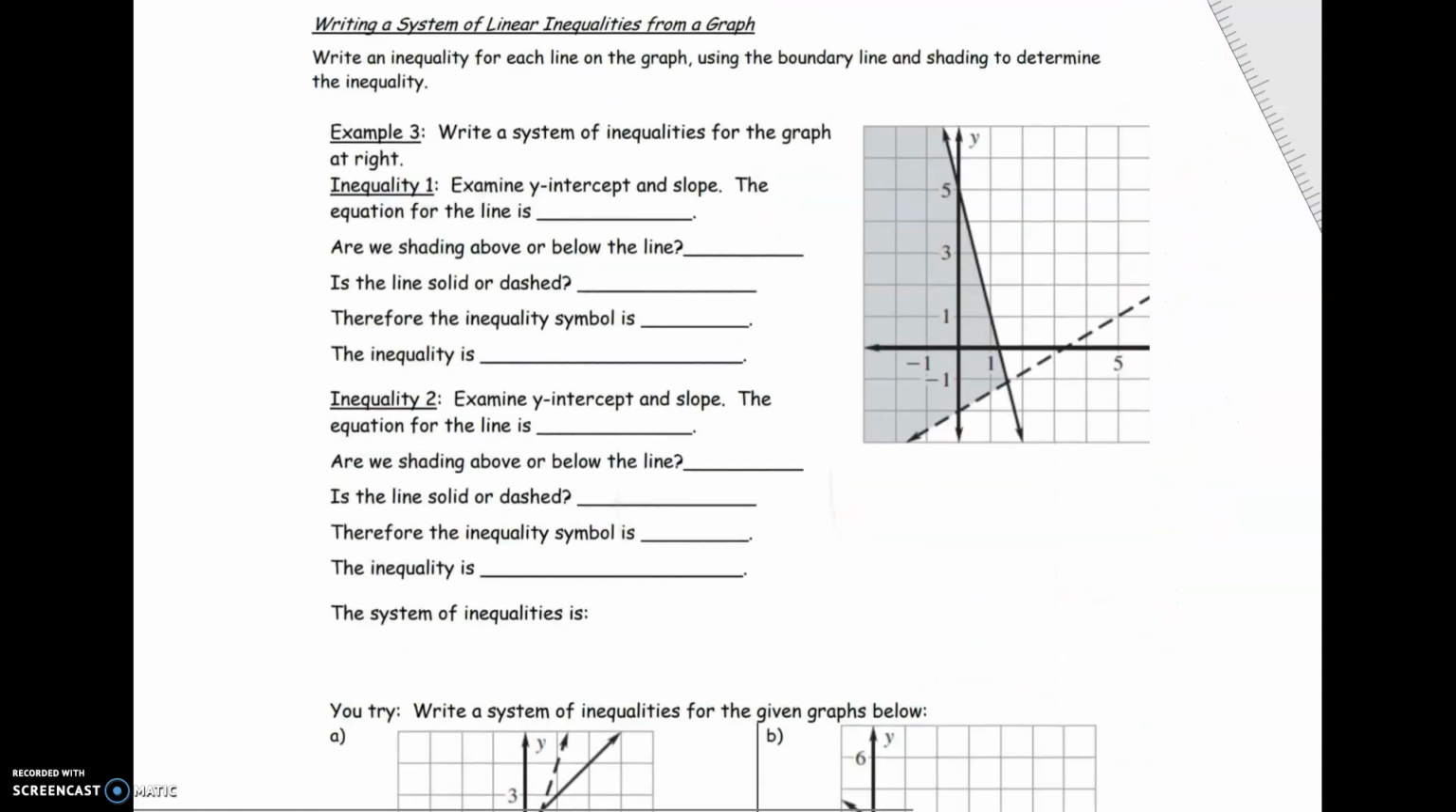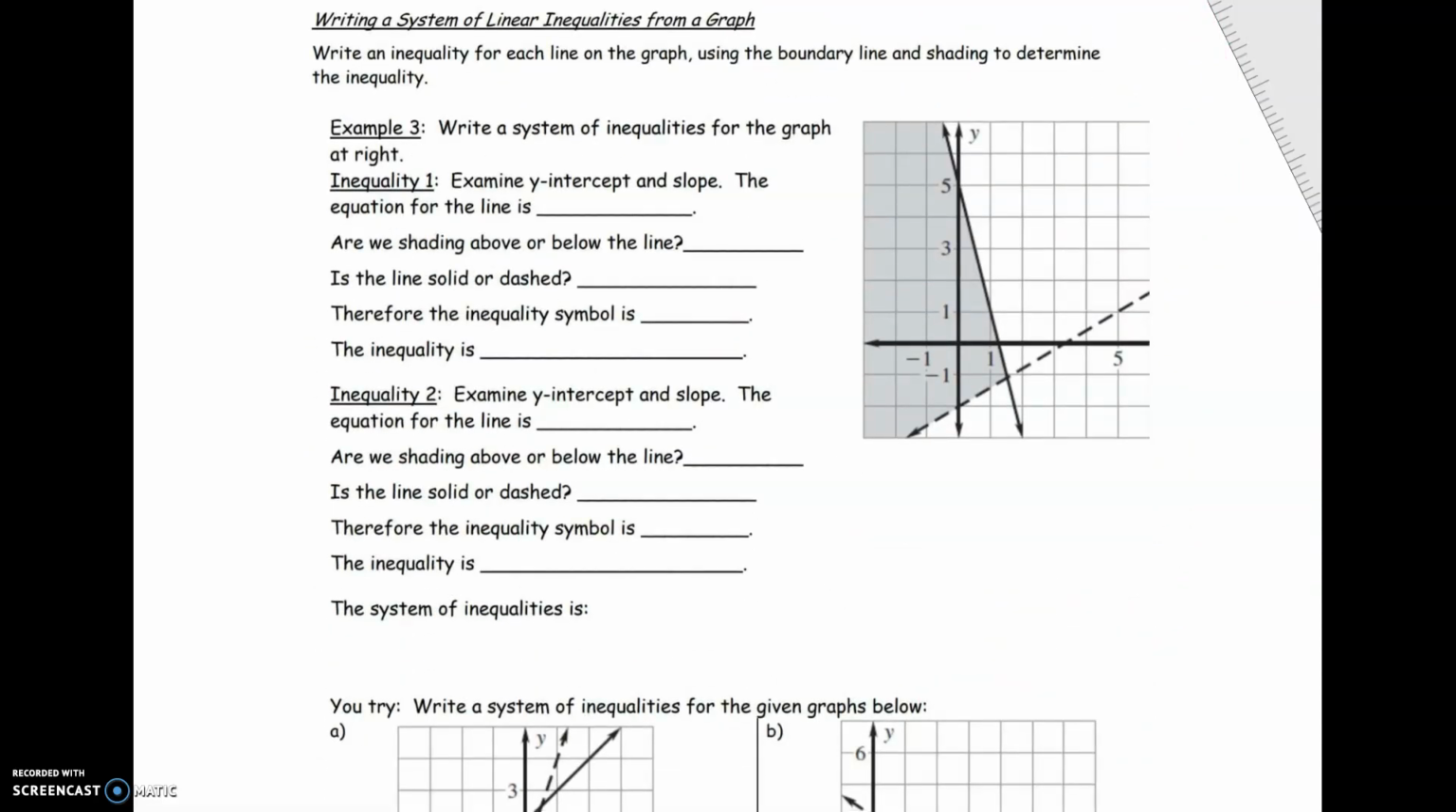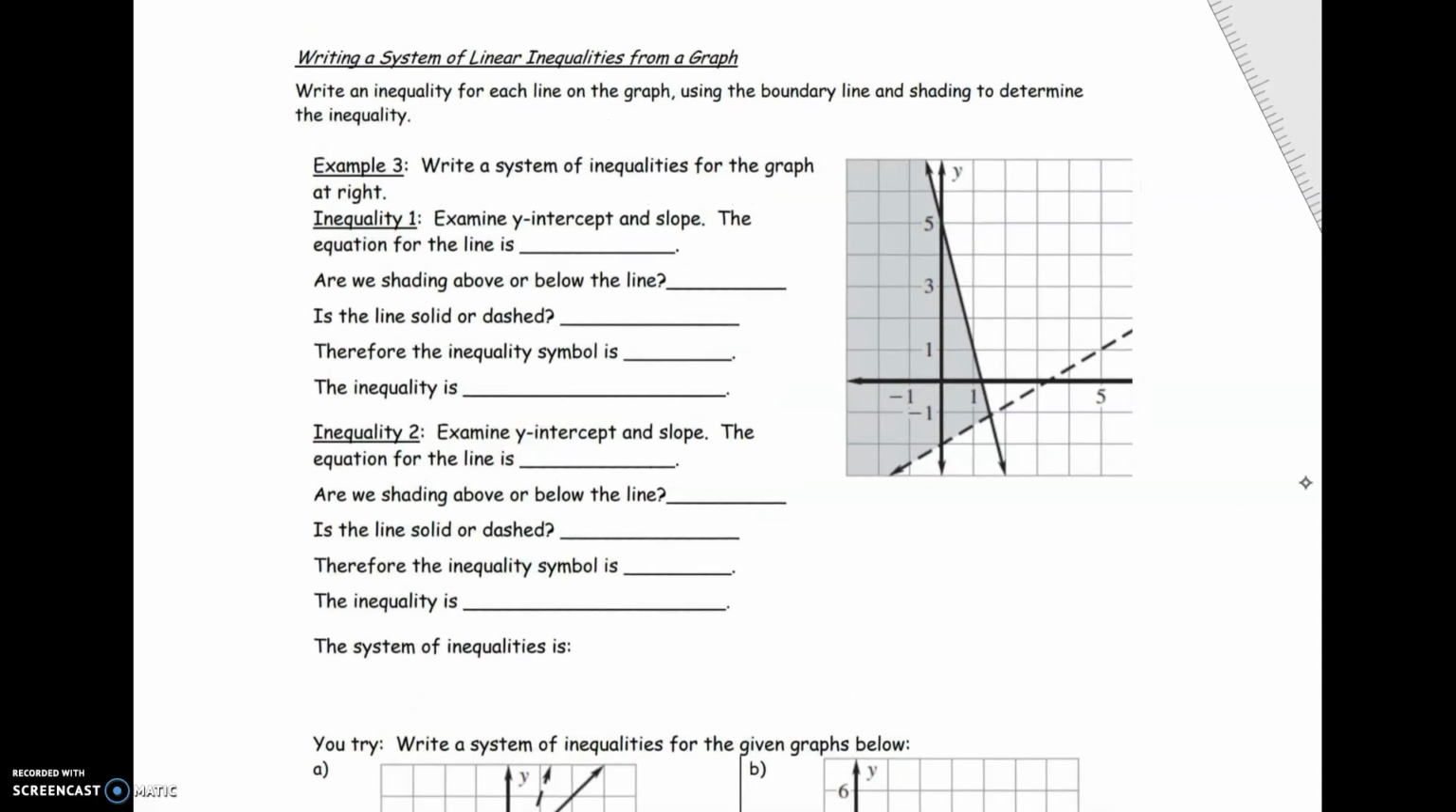Okay, so now we're going to do the opposite way, just like we did in lesson 10.7, where they give us the graph of the system of inequalities, and then we go from there. All right, example 3, write a system of inequalities for the graph at the right. Okay, we're going to call inequality 1 the solid line, so we know what we're doing. Examine the y-intercept and slope, and then write the equation. Okay, so that's an equal sign.